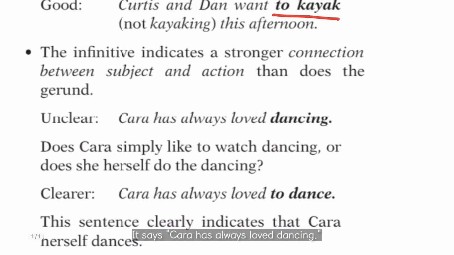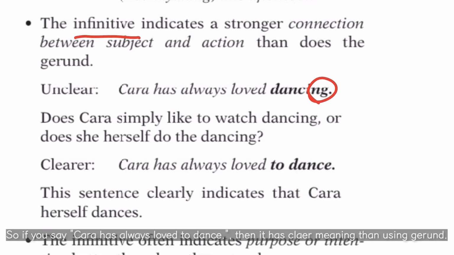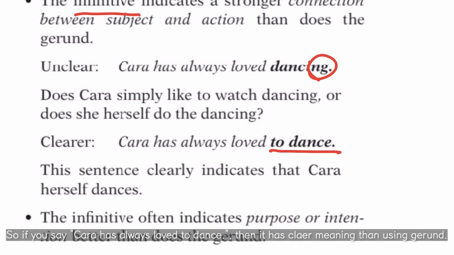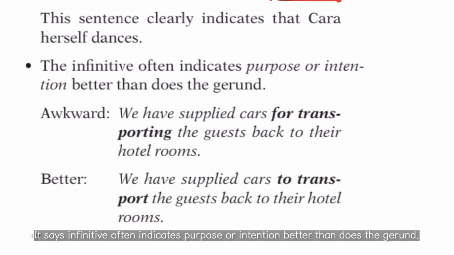So it says Kara has always loved dancing, right? But as it says, the infinitive indicates a stronger connection between subject and action than the gerund does. So if you say Kara has always loved to dance, then it's clearer. It has a clearer meaning than using the gerund, okay?